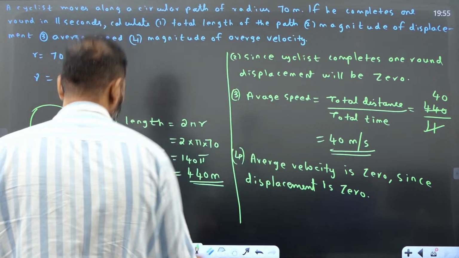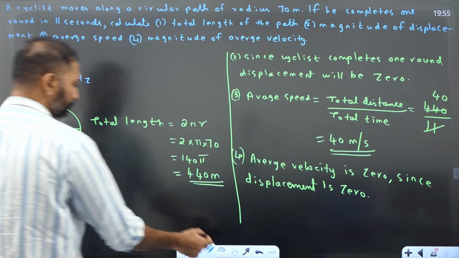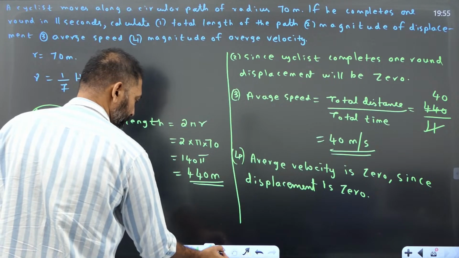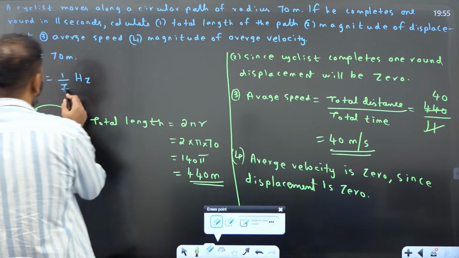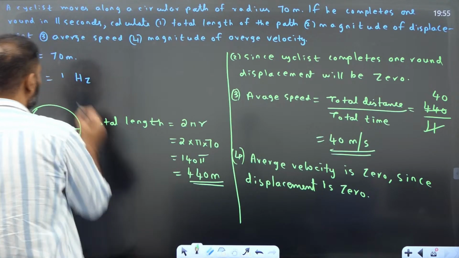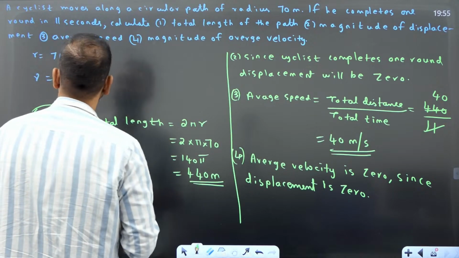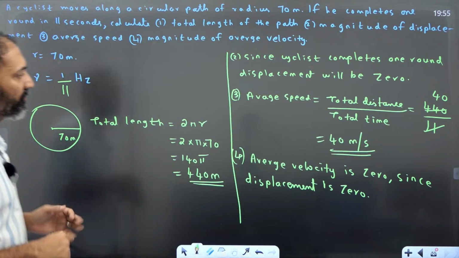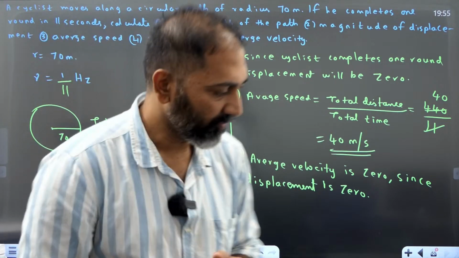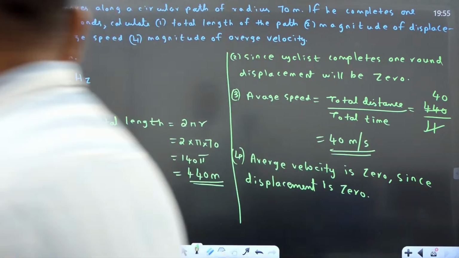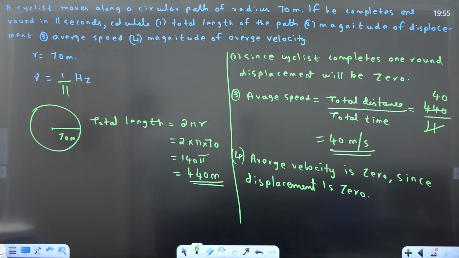Sorry, there is a mistake here. The final answer will be corrected. Frequency is 1 by 11. Sorry for that, 1 by 11. Any doubt?